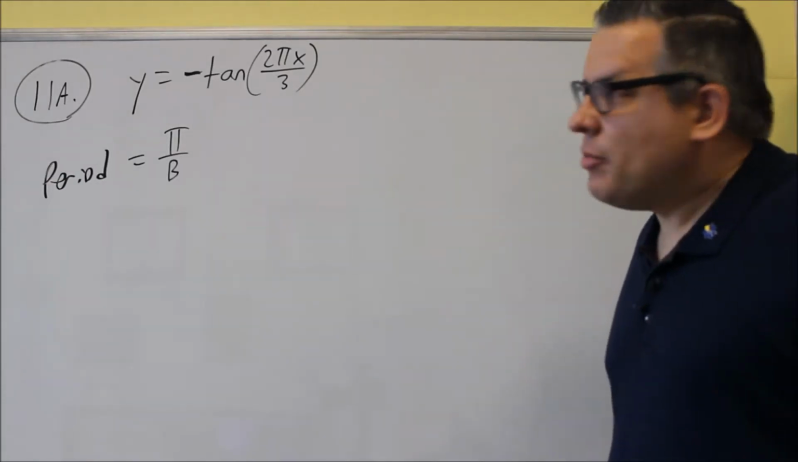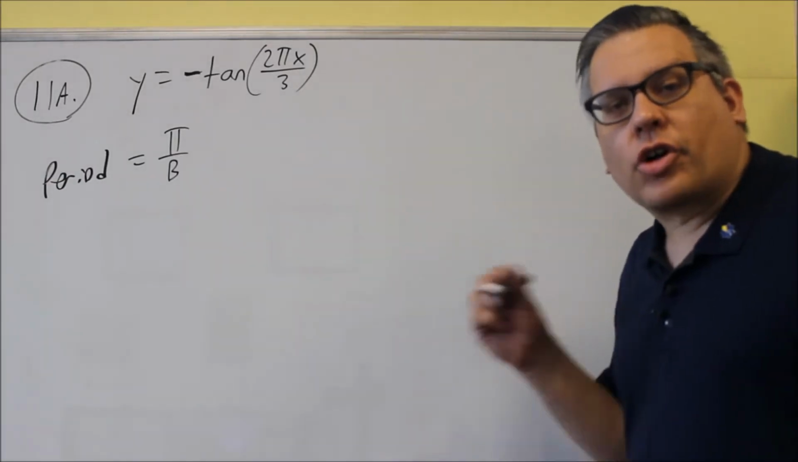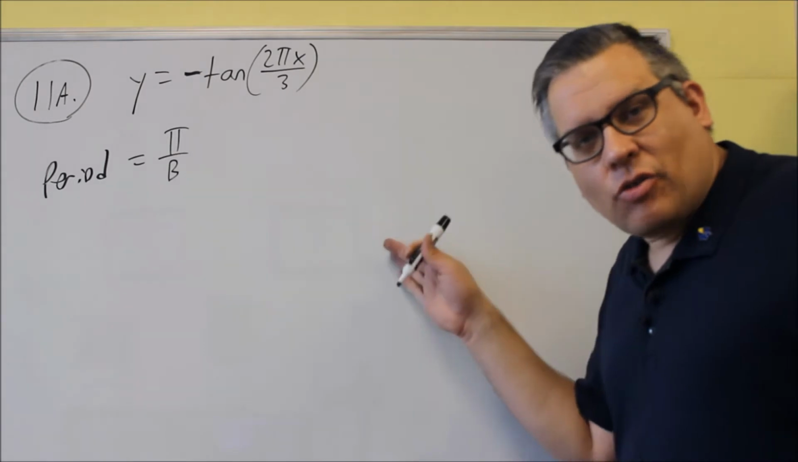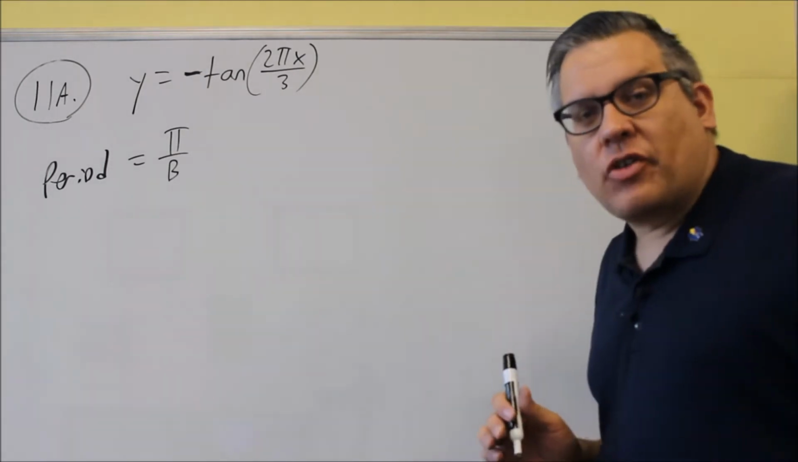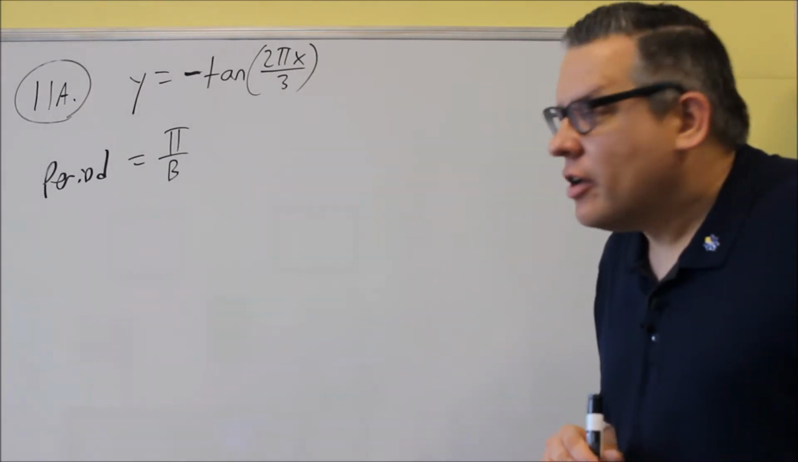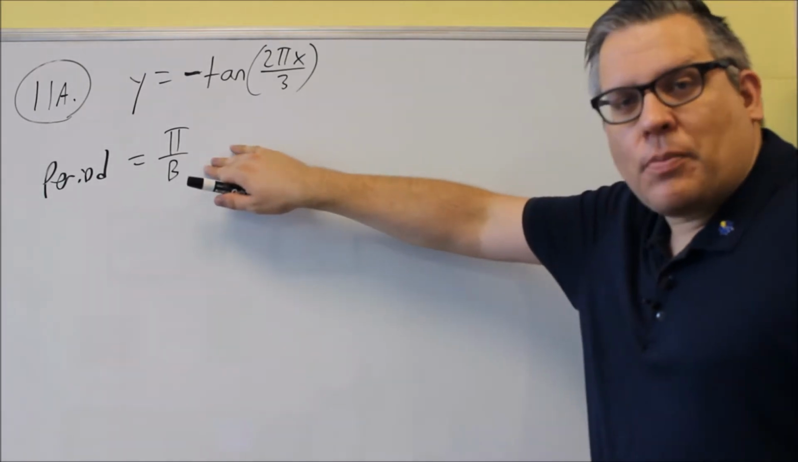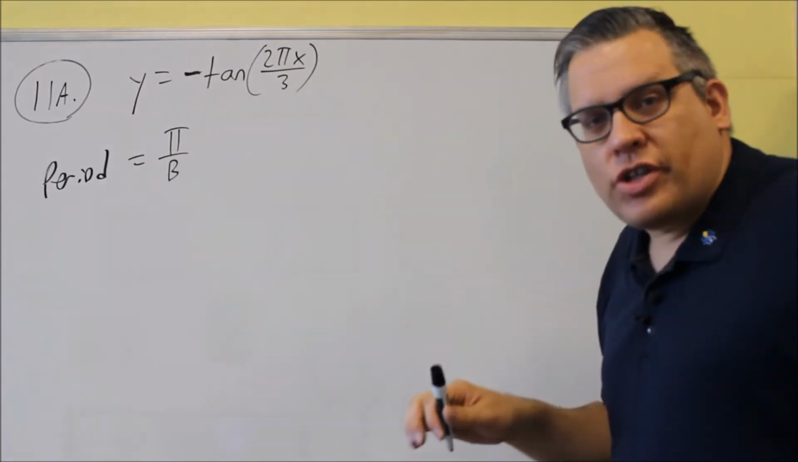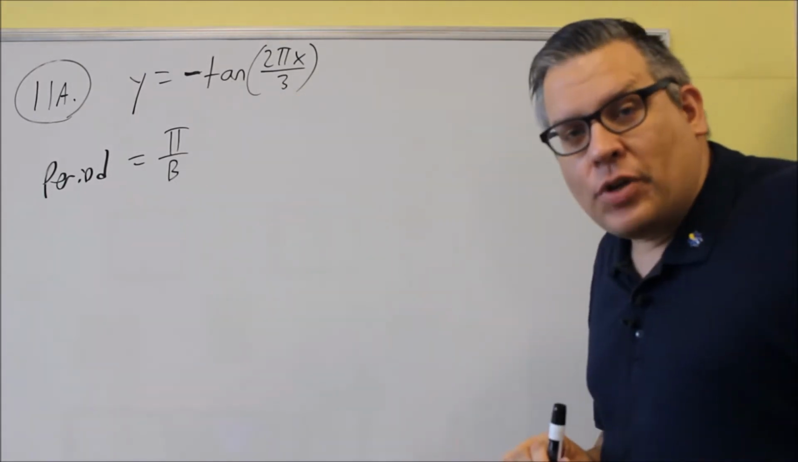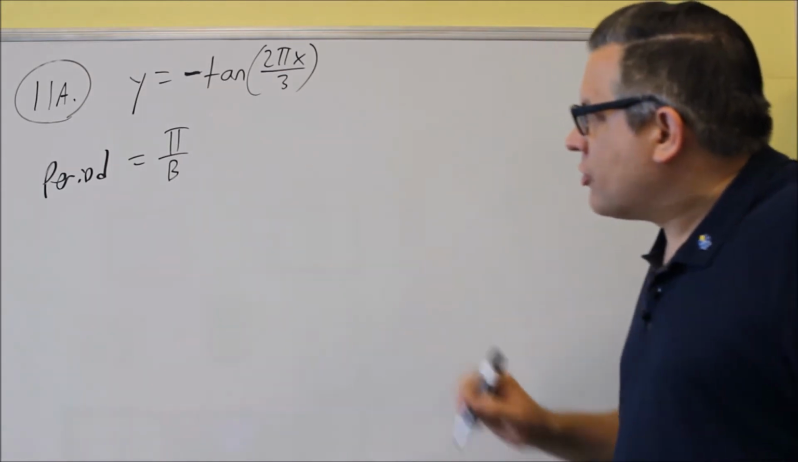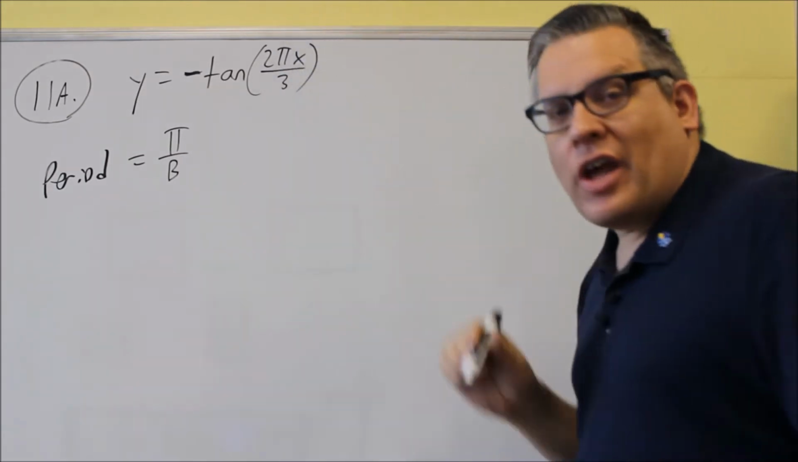Okay, number 11 is going to be either a tangent graph or a cotangent graph. With these graphs, we have a different process for solving them than if we have sine or cosine. First, what we notice here is the period for tangent and cotangent is pi over b. That's the formula that we're going to use. B is the number that's in front of the x.